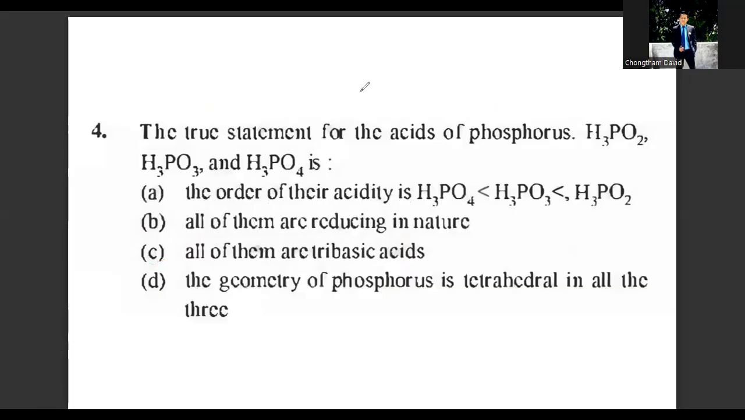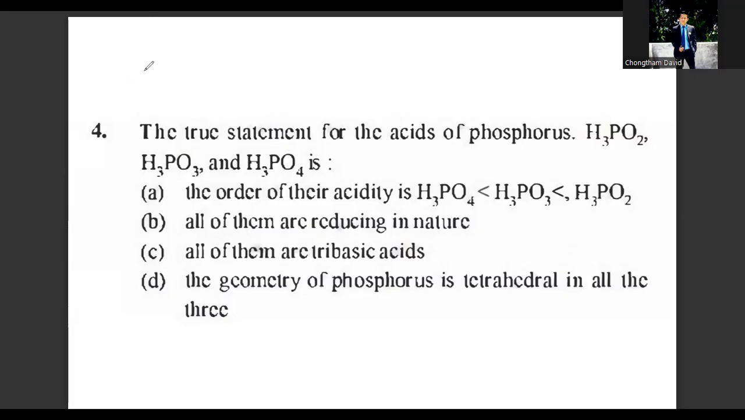The true statement for the acids phosphorus, phosphoric, and phosphinic acid, which is in which order? The order of the acidity is given here. All of them are reducing in nature. All of them are tribasic. The geometry of the phosphorus is tetrahedral in all the cases. Now, the geometry of the phosphorus is tetrahedral in all the cases. It is correct. You know why?